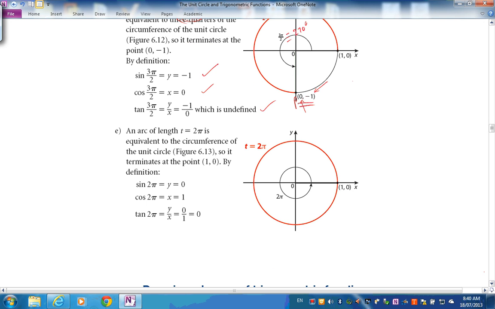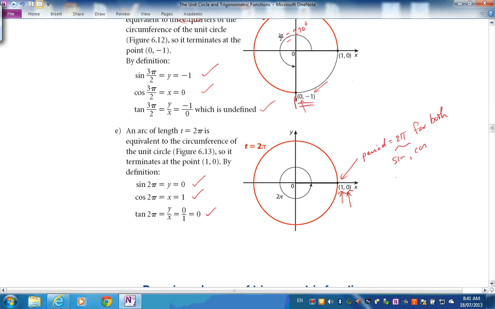What about 2 pi? Oh, I think we're back to the beginning. Didn't we say the period was 2 pi for sine? Oh, it looks like that's a period of cosine as well, because in one revolution you're back to the starting point. And so the y value is the sine of 2 pi, the x value is the cos. And they've both gone back to the beginning. So the period is 2 pi for both sine and cosine functions. Okay, the tangent is y over x, which is 0 over 1.